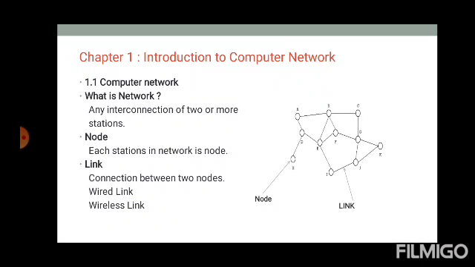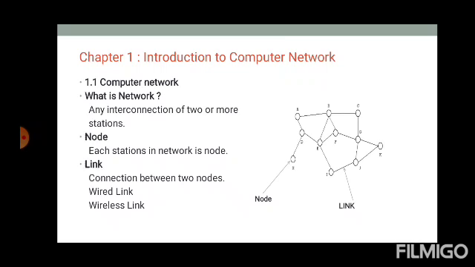Today we will see our first chapter, Introduction to Computer Network. Then what is meant by computer network? Before going to see what is meant by computer network, first we will see what is meant by network. Then network is any interconnections of two or more stations. That means a network is interconnection of set of computing devices capable of communications.